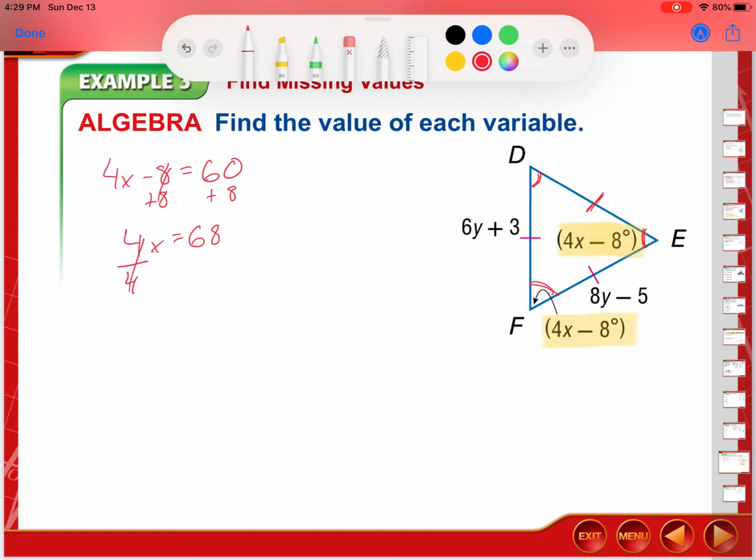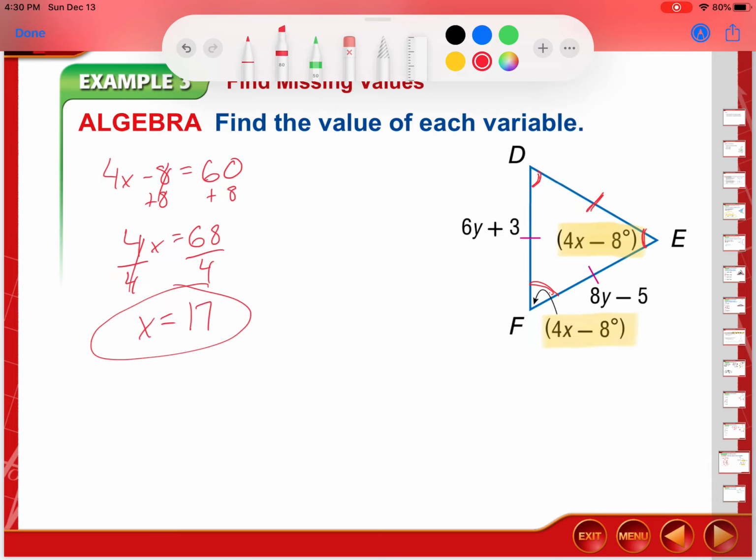Now, to solve this, I'm going to add 8 to both sides, and I'm left with 4x equals 68, and I'm going to divide each side by 4, which is going to leave me with x equals, I believe, 17. 17 times 2 would be 34 plus, yeah. So x equals 17, which is awesome. And if I were to plug that in, I would get each angle being, of course, 60 degrees.